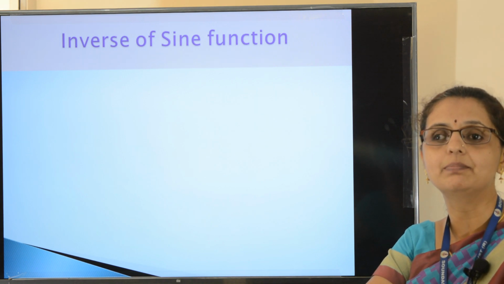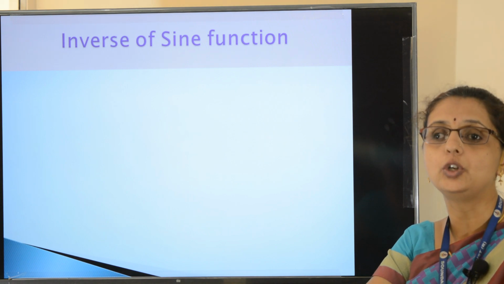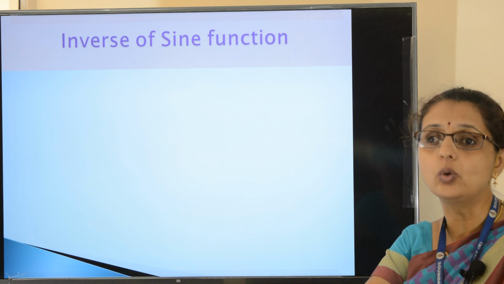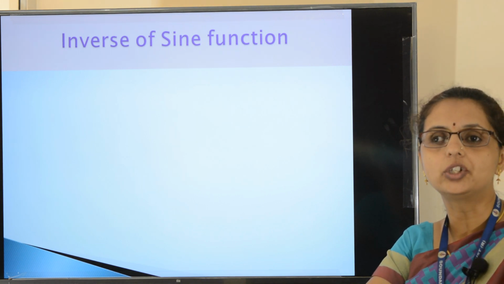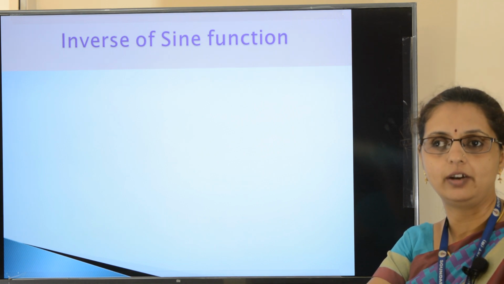I'll give you one simple example. For every student, there exists a unique register number, right? One student cannot have 2 register numbers. So one student has only one register number. Such a function is called a 1-1 function.